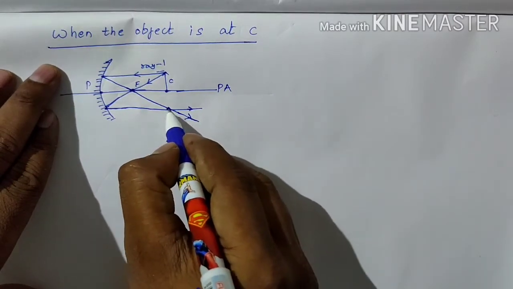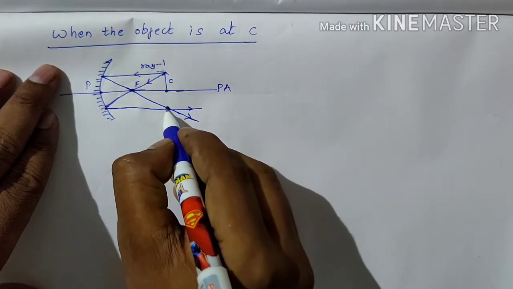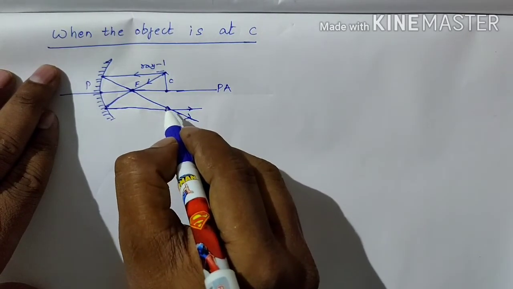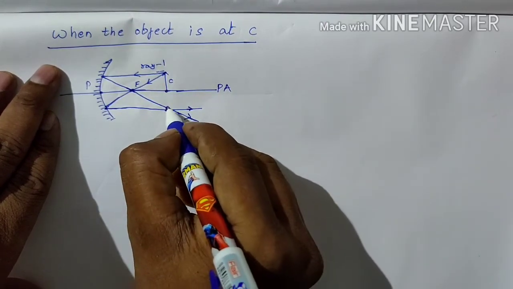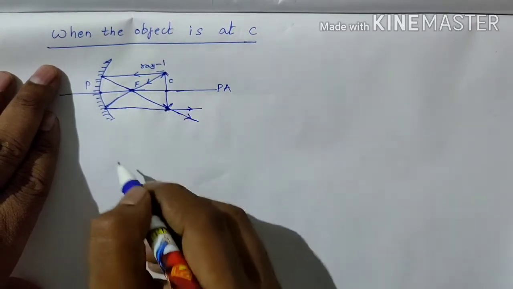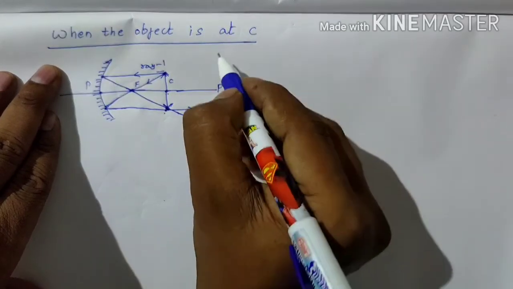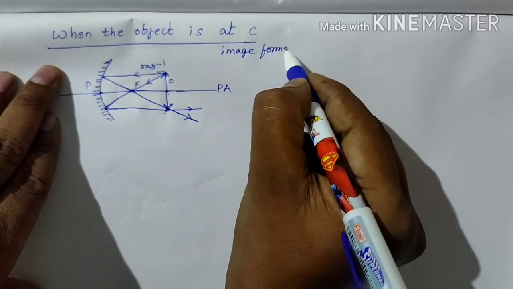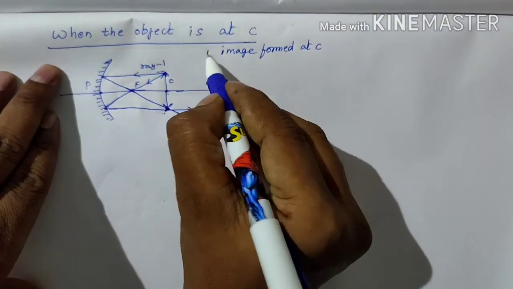These two reflected rays meet at this point. So now we have to draw a line from this point of intersection to the principal axis, which will give the image of this object. So here we have taken the object at C, and the image is also formed at C. So this is the first point.